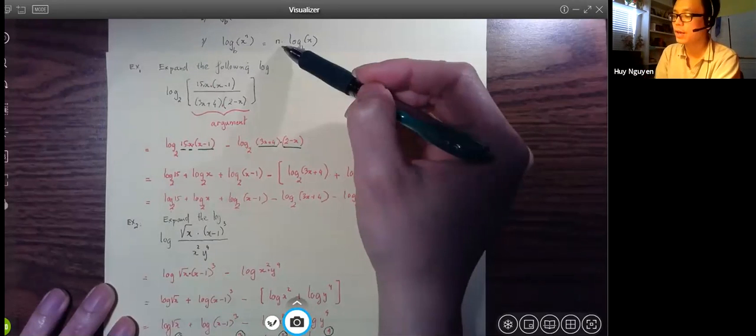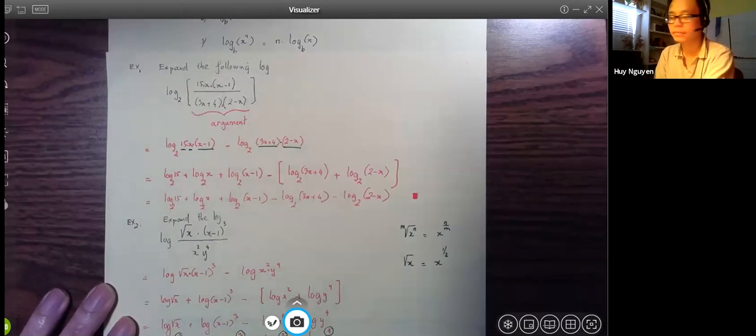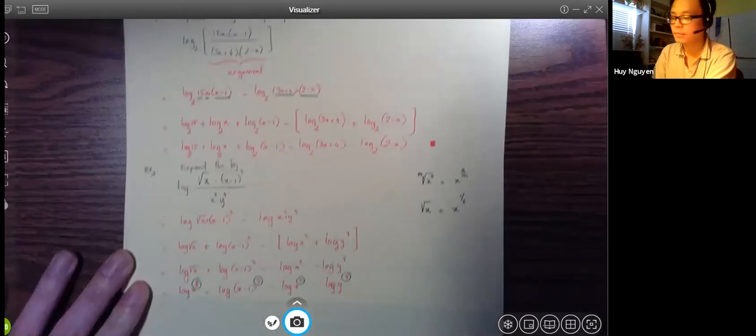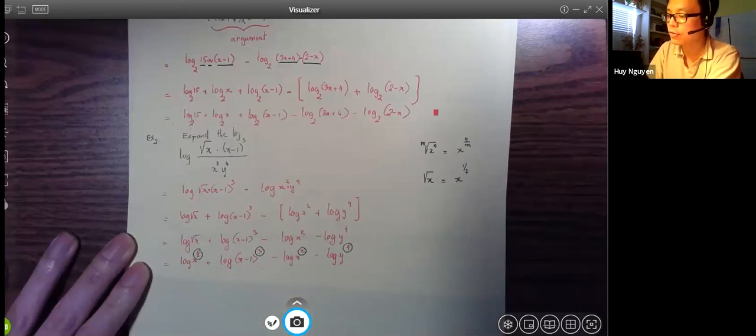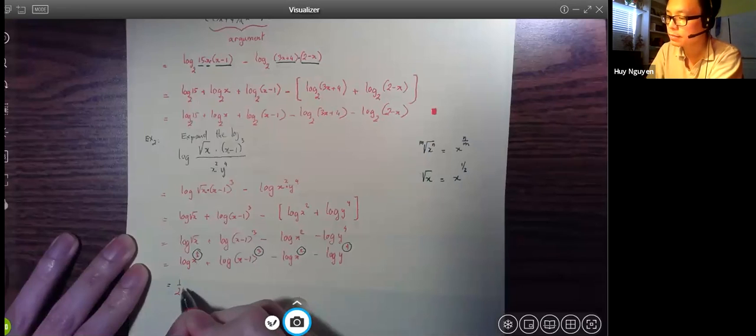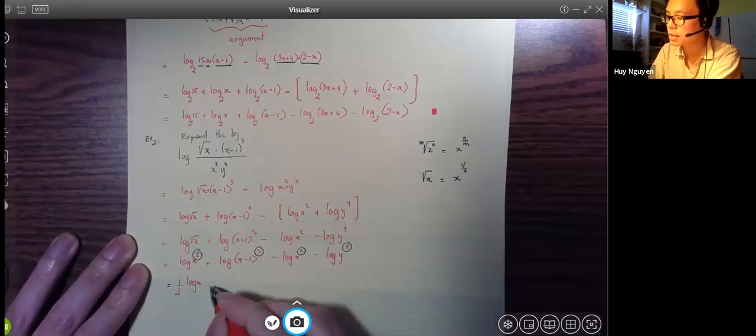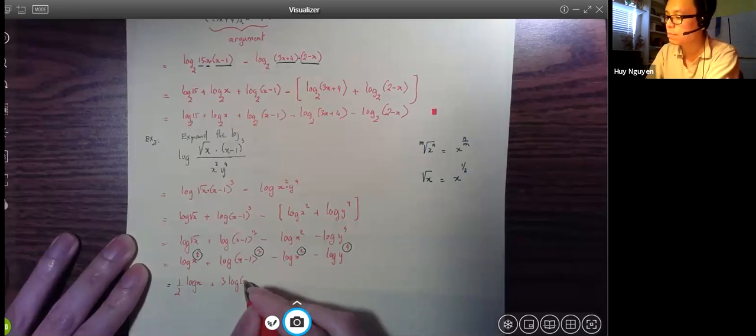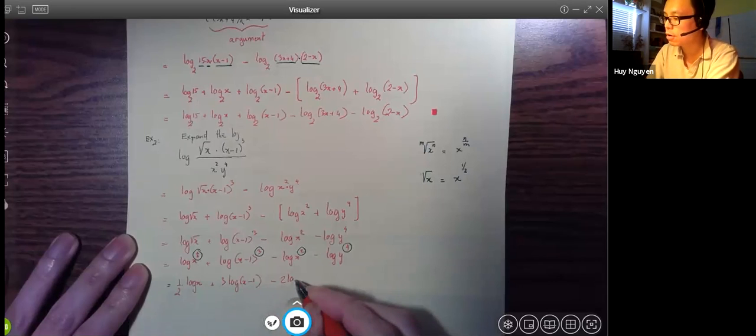So the exponent over here is half. Exponent here is half. So I can drop it to the front. So it becomes 1/2 times log base x. I can drop 3 to the front. 3 log base x minus 1 minus 2 log x minus 4 log y.